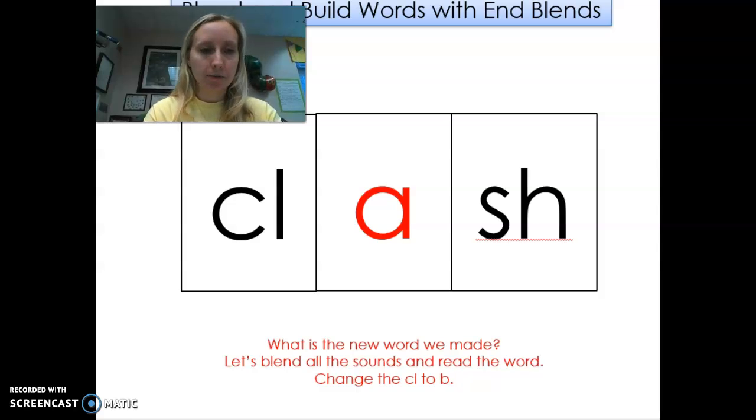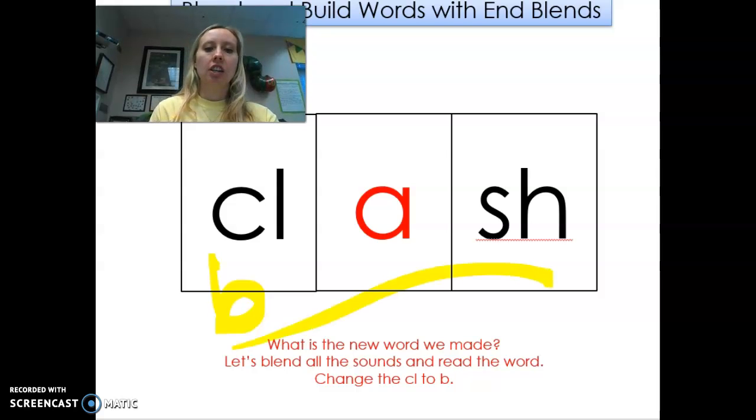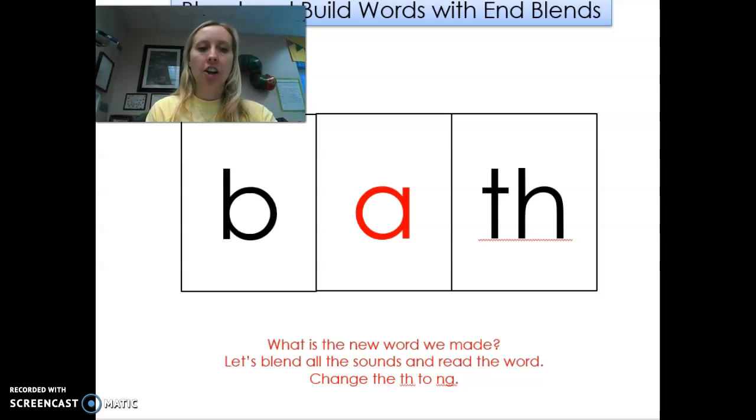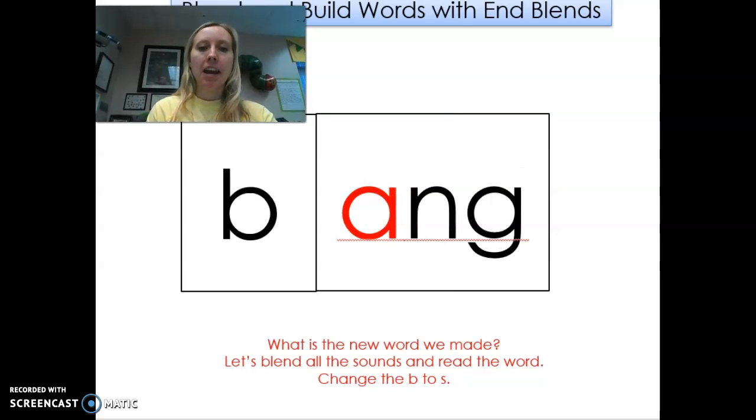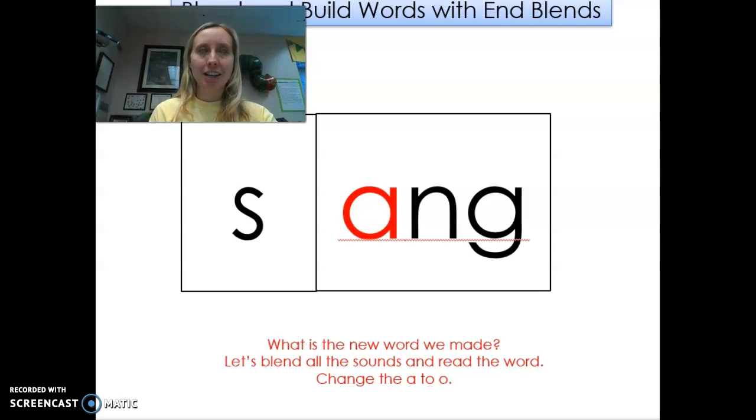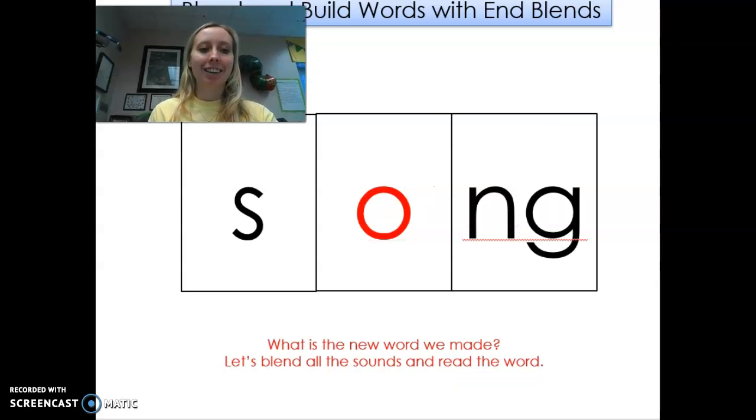Hold on one second. I have a mistake. So you're going to change the cl to b and the sh to th. So this is b and this is th. So bash. Change the sh to th, bath. Change the th to ng, bang. Change the b to s, sang. Change the a to o, song.